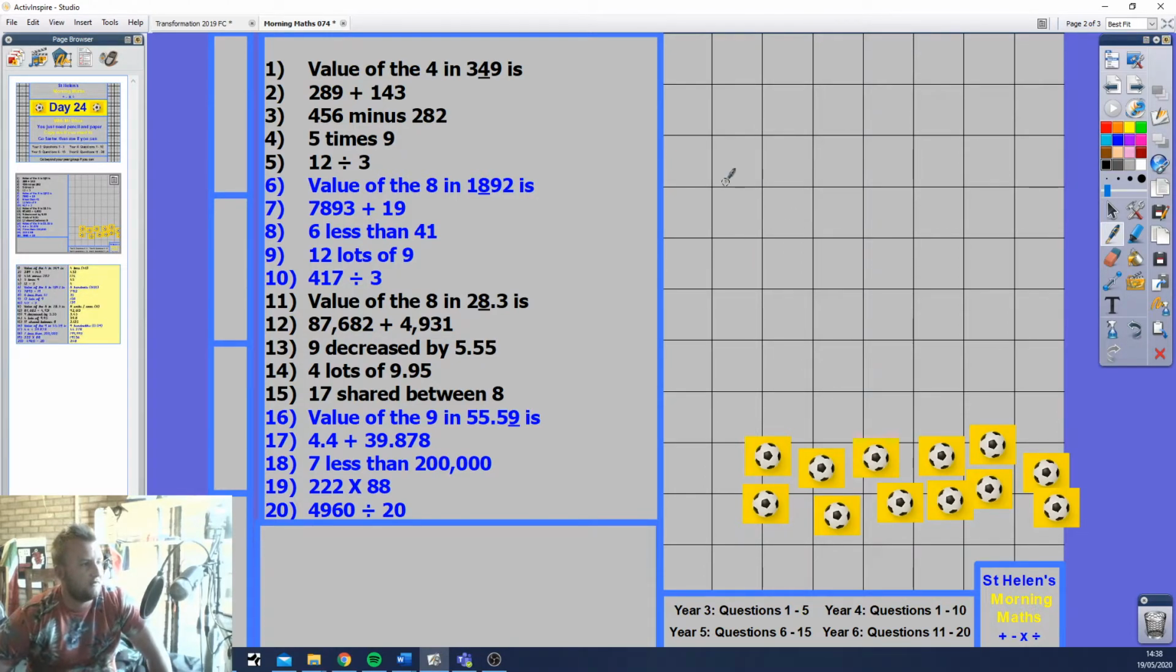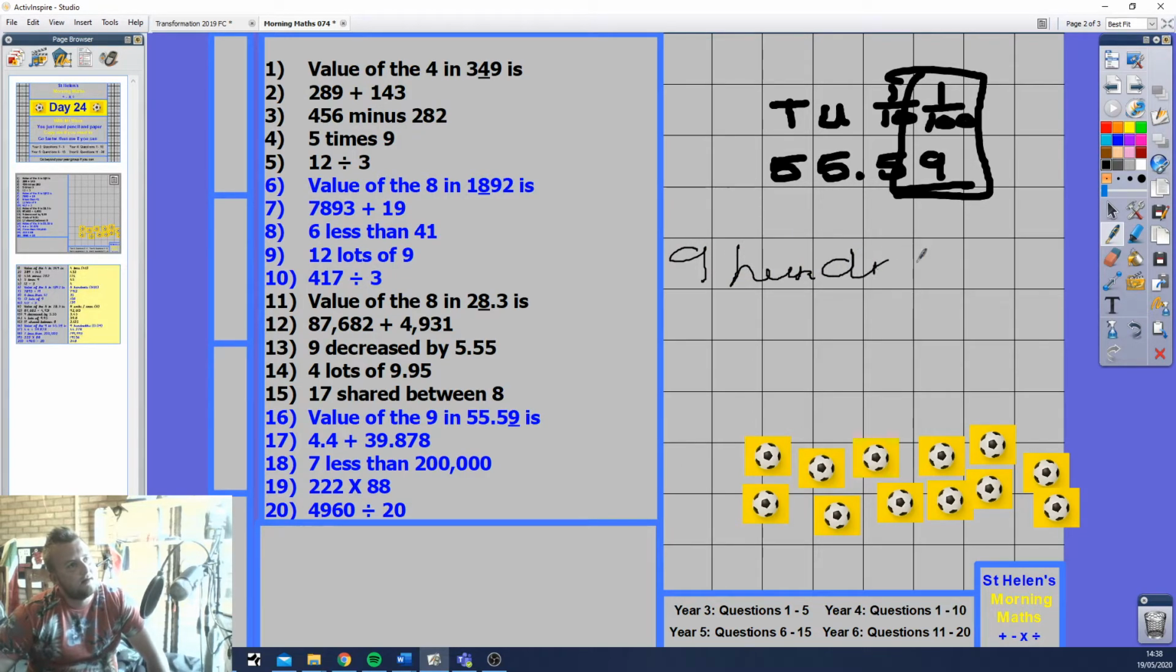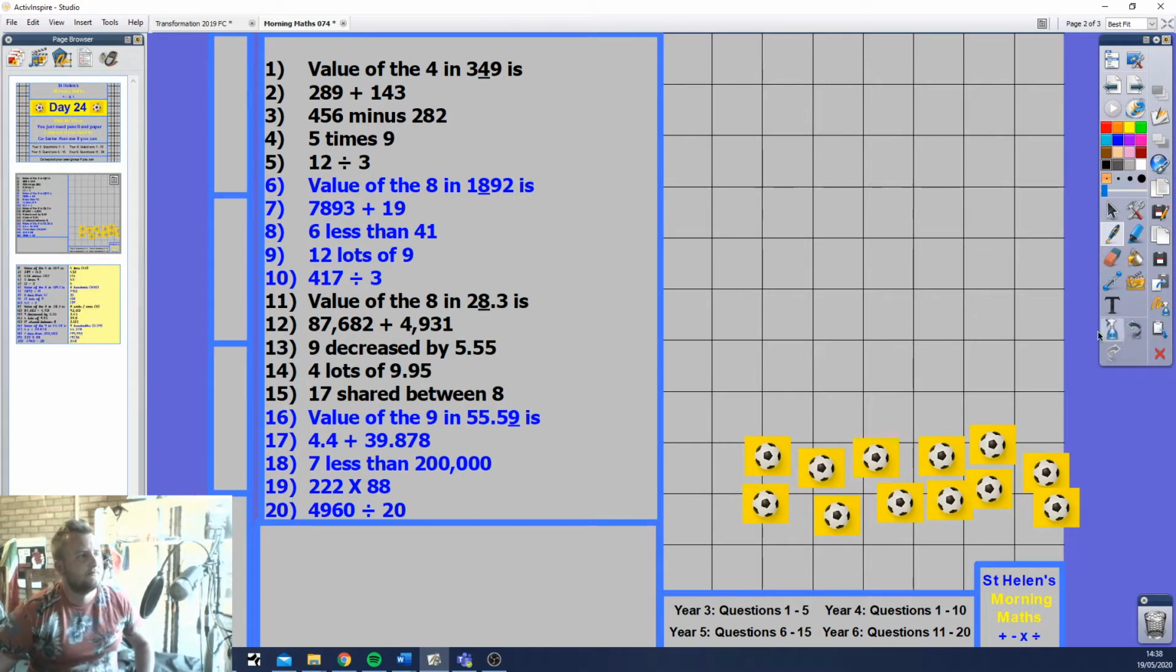The value of the 9 in 55.59. Put your thinking caps on. Always do that. Make 100% sure of your answers. The 9 is the one that we're looking for. Look up top. It literally tells you. It is 9 hundredths. 9 hundredths is the answer.